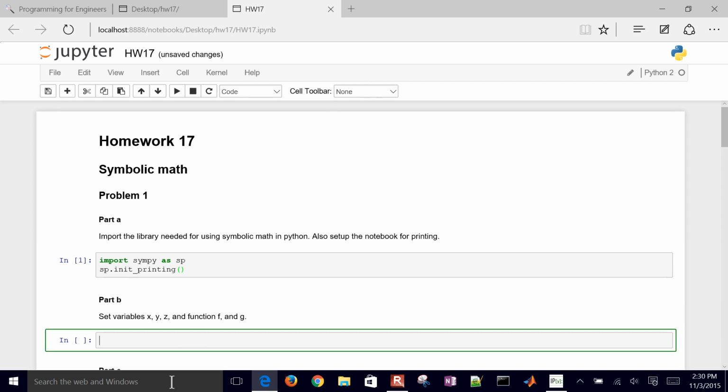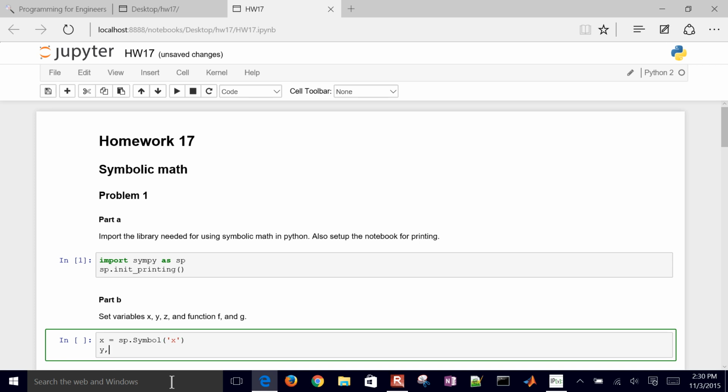Okay, so we want to set up some variables x, y, and z. There's a couple different ways to do this. You can do x equals Symbol, x. Or another way that you could do it is just do your list of variables here and do symbols, lowercase there, and we'll just do y and z. Okay, so we've got a couple symbols.